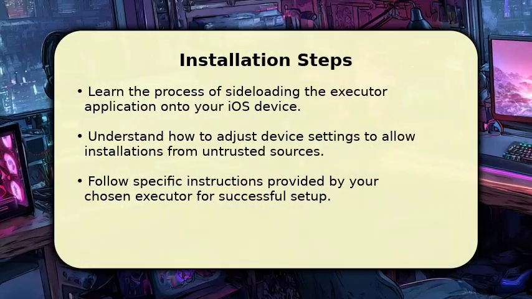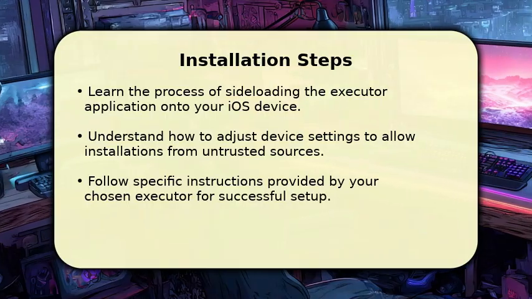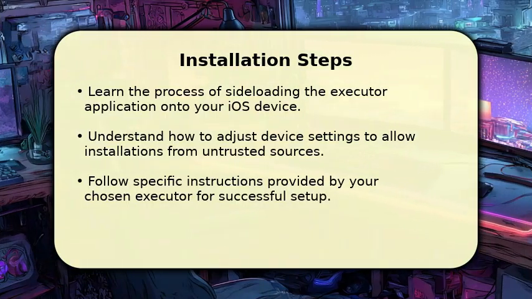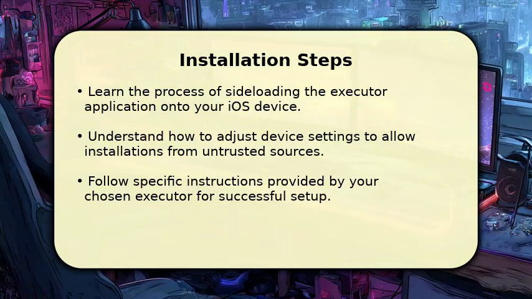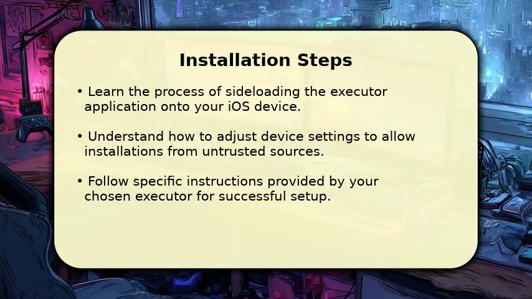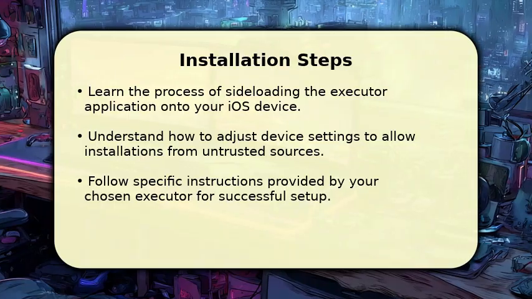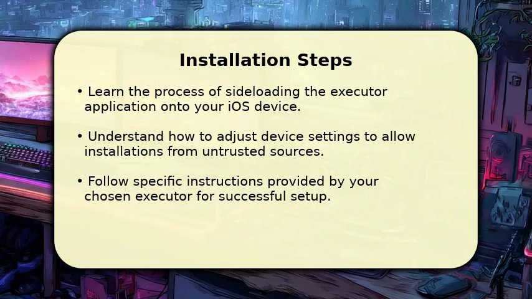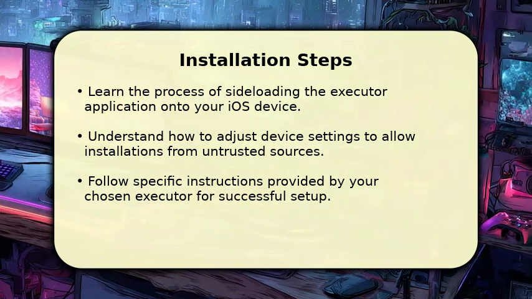Once you've selected an executor, the installation process typically involves sideloading the application onto your iOS device. This often requires using a third-party installer or a computer to transfer the file. You'll need to adjust your device's settings to allow installations from untrusted sources, usually found under General and VPN and Device Management. Follow the specific instructions provided with your chosen executor carefully for a successful setup.